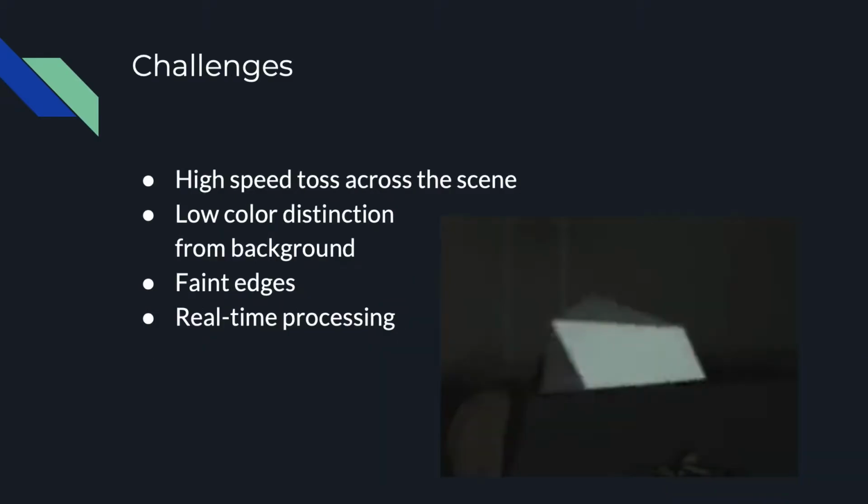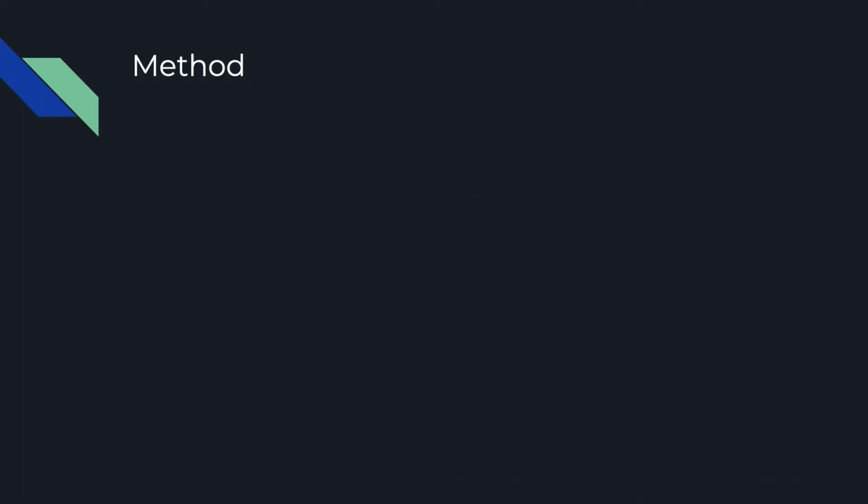Some of the challenges involved with this were the high-speed toss across the scene would require the tracking techniques to pick up on these very quick changes, as well as the low color distinction from the background, as you can see with this pretty light shade of white against the background of a lighter gray, as well as these edges being faint sometimes with the lighting changing, and the requirement of real-time processing to be able to keep up with the quick movement across the scene.